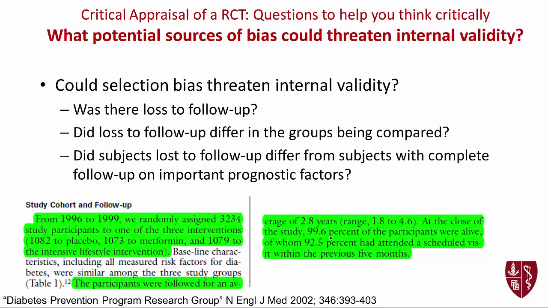And at the close of study, 99.6% of the participants were alive, of whom 92.5% had attended a scheduled visit within the previous 5 months. So this study had very good follow-up, and we're not worried about losing people due to attrition.